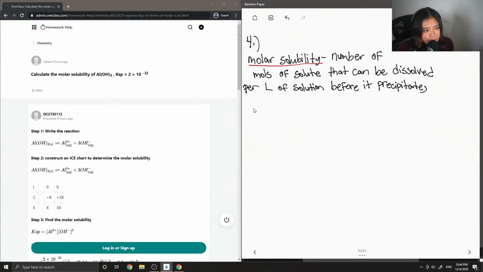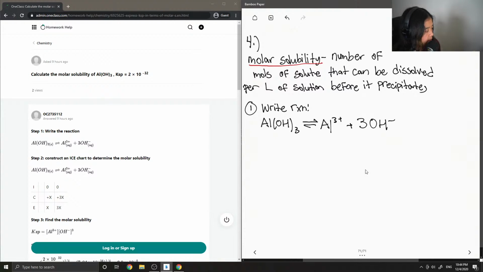Okay, so the first step of calculating molar solubility is just to write your reaction down. So for aluminum hydroxide, this can be broken into its ions. Aluminum 3 plus and 3 hydroxide ions. Okay, so everything is balanced.